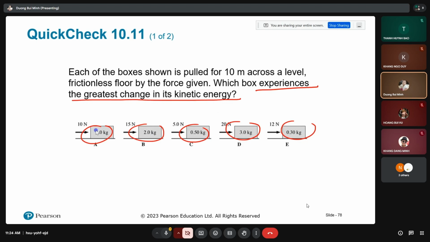We have this distance, right? We have this delta R. Frictionless floor. So that means you get work equals half m vf square minus vi square, right?